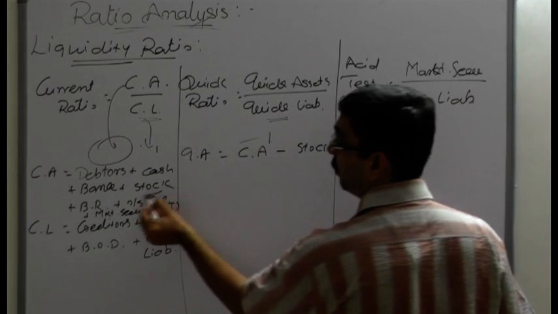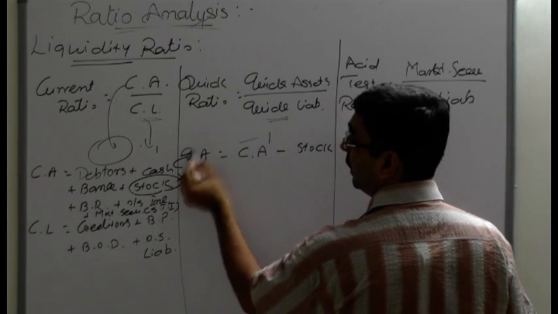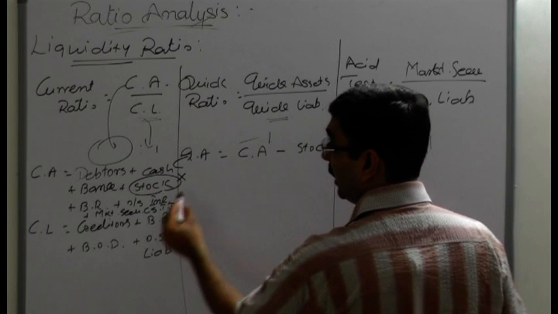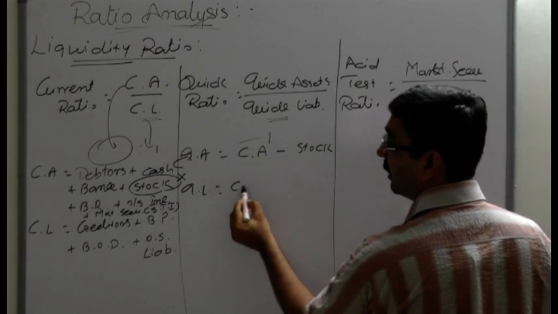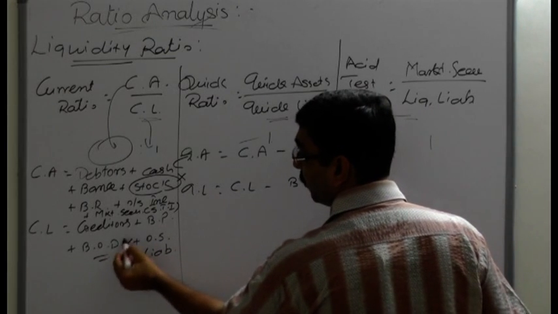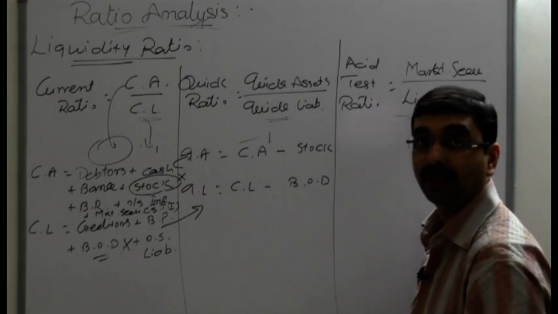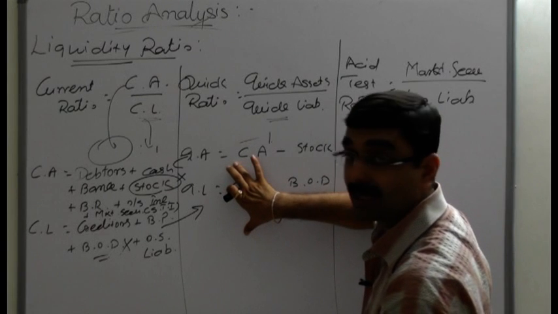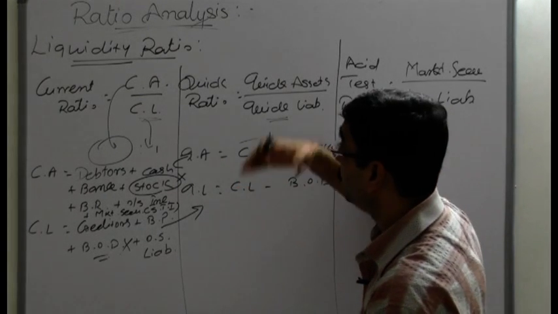That means if you remove stock from the current assets, it's considered your quick assets. And quick liabilities is current liabilities minus bank overdraft. So if the bank overdraft has been removed from this, it's considered quick liabilities. The comparison of these quick assets and quick liabilities shows your quick ratio.